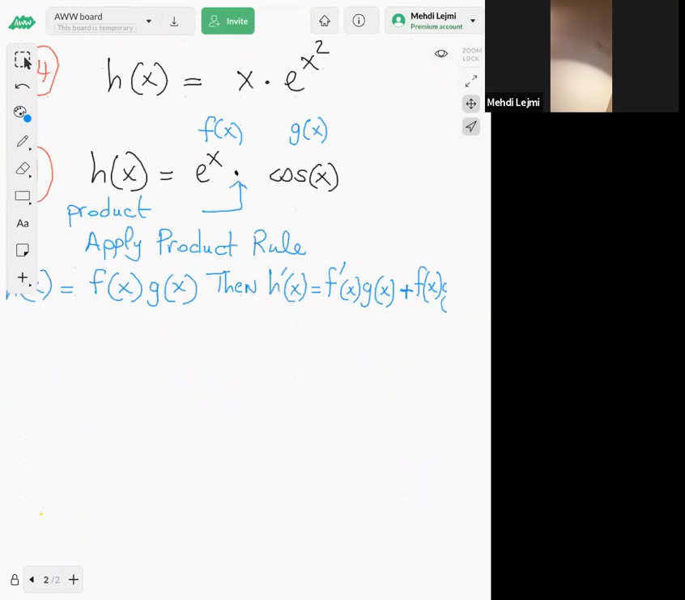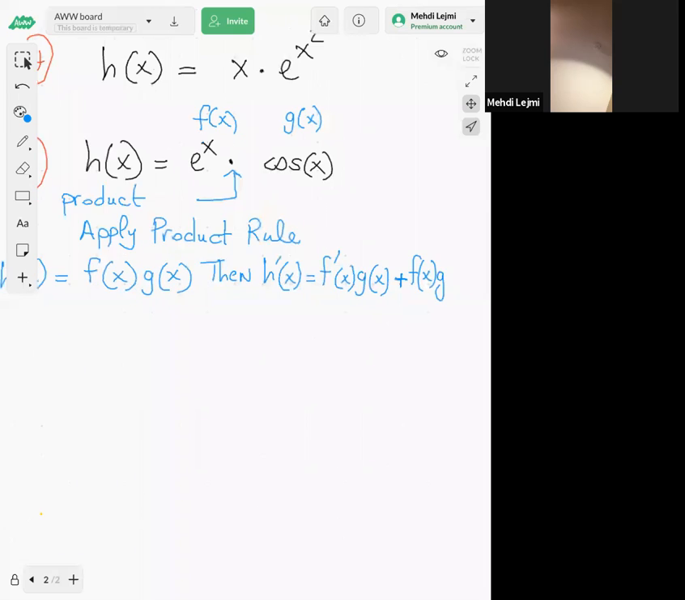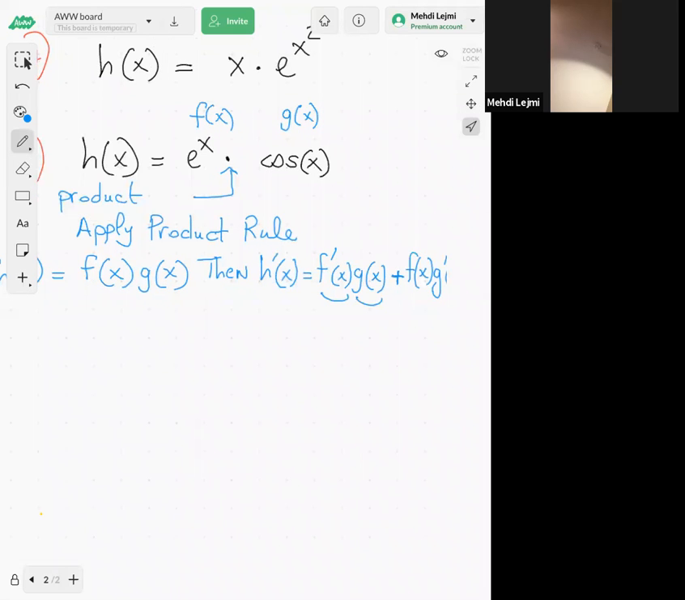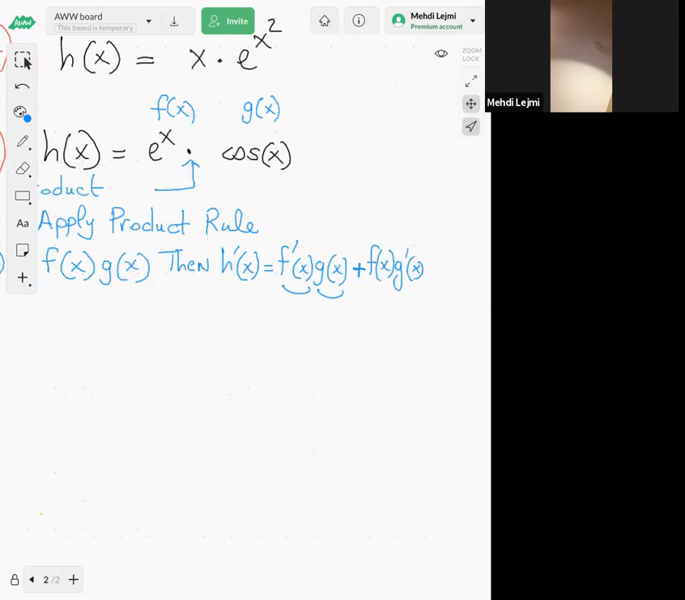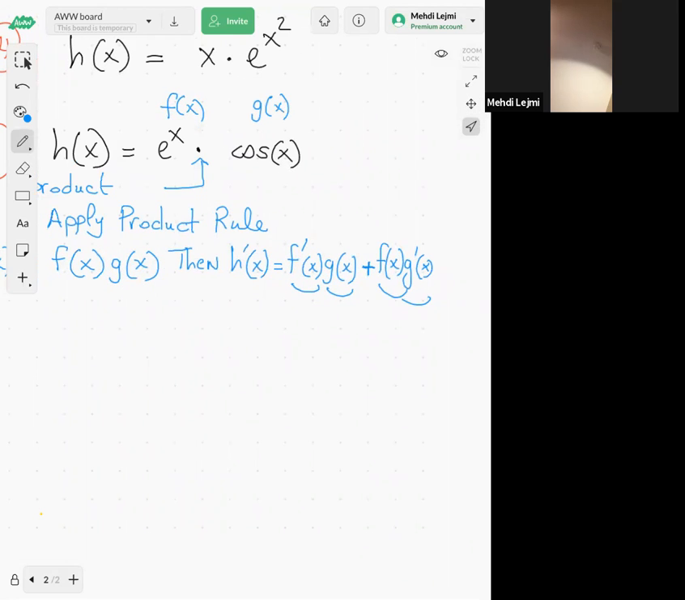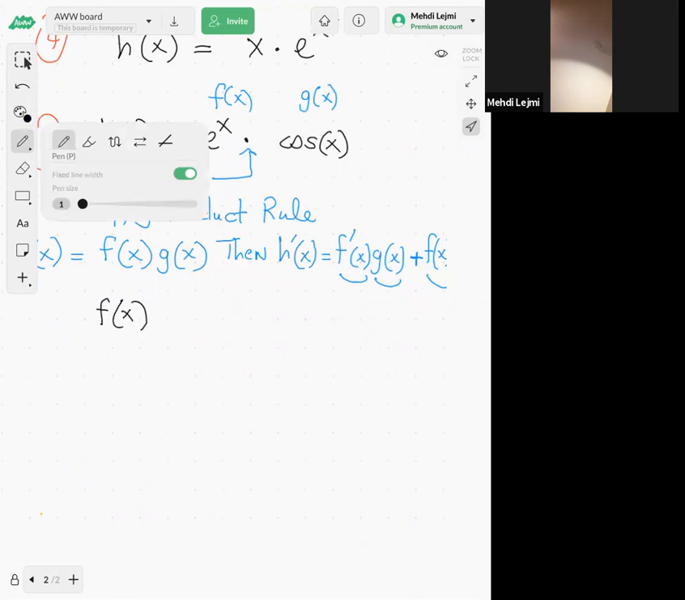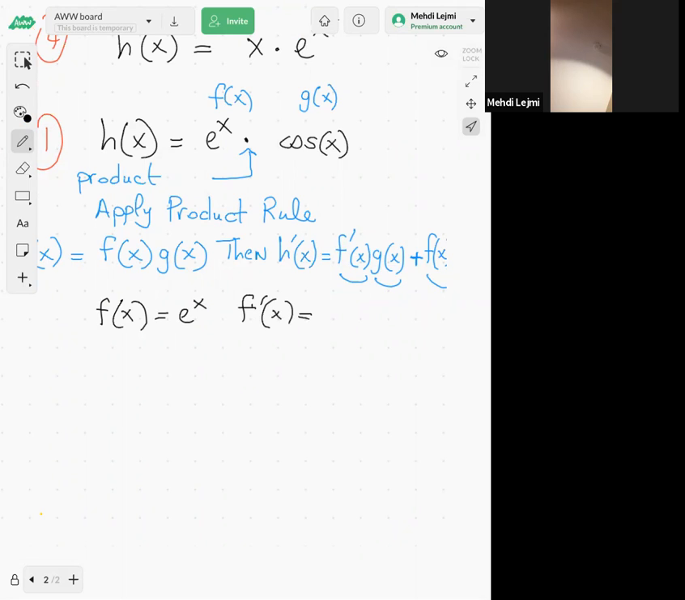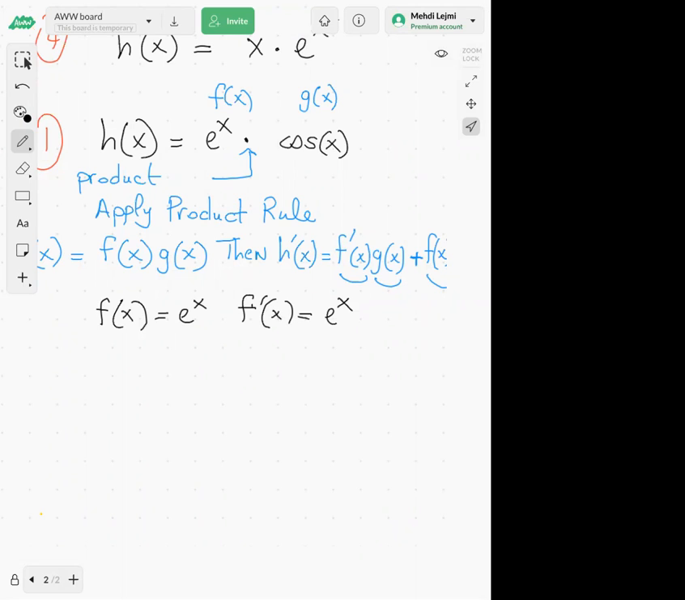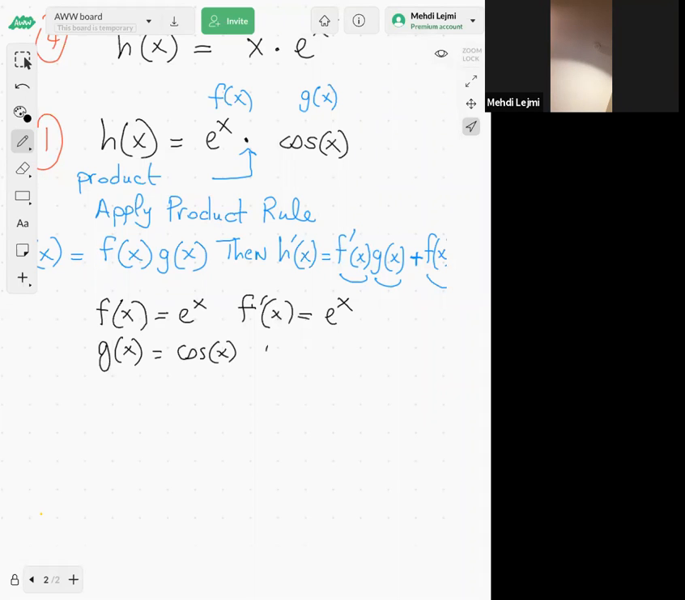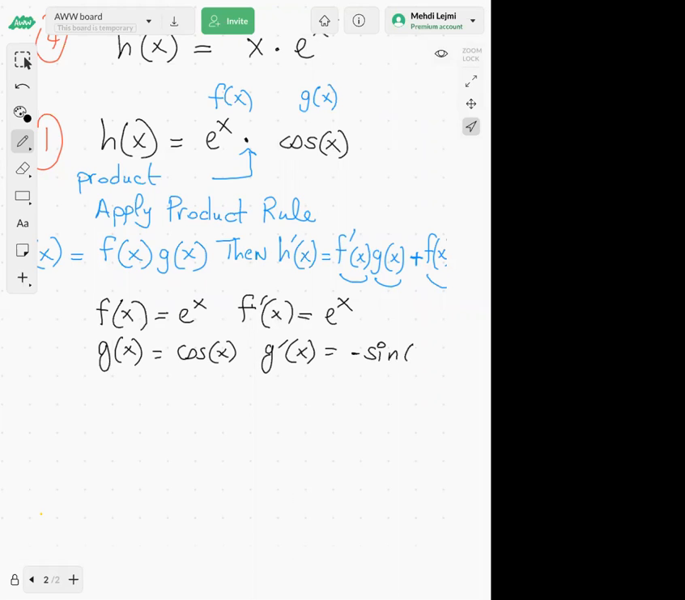All right, so here's f prime times g plus f times g prime. So we need f prime and we need g prime. My f of x is e to the x. The derivative of e to the x, by definition, is e to the x. And then g of x is cosine. Then g prime, we know the derivative of cosine of x is minus sine of x.